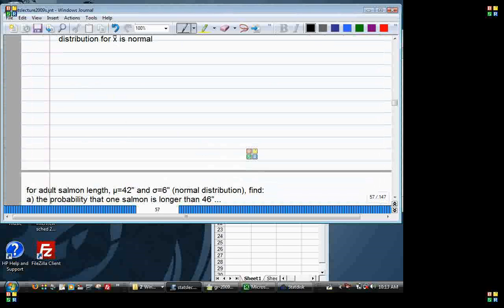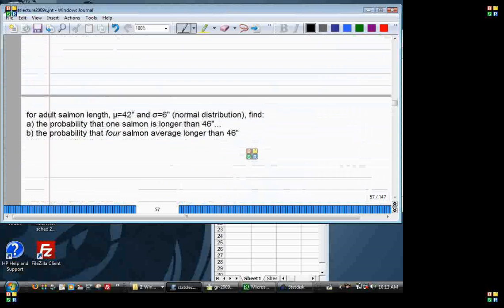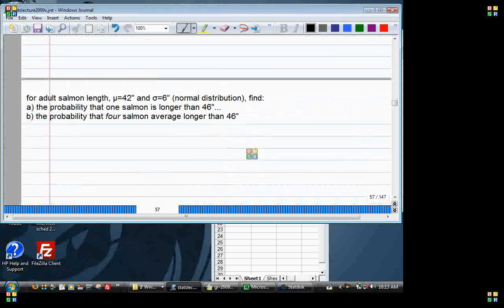So fine. First, let's find the probability that one salmon is longer than 46 inches. And we're going to work on the second question in a second. So let's do part A first. The probability that one salmon is longer than 46 inches, how do we write that down in notation? It's a data value, so it's x greater than 46.